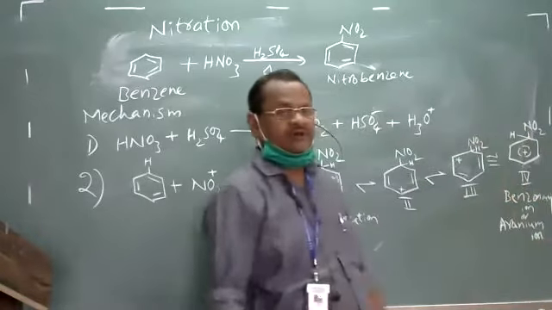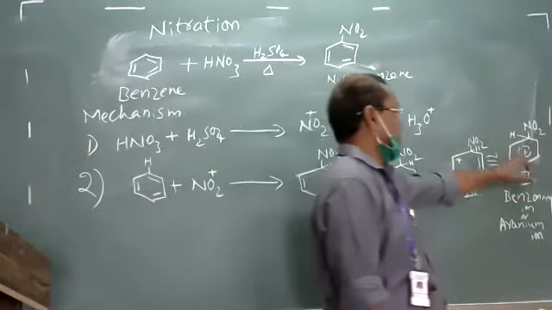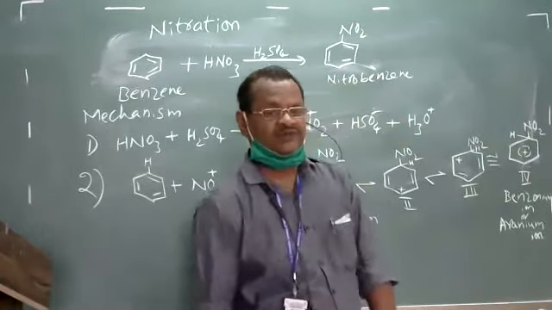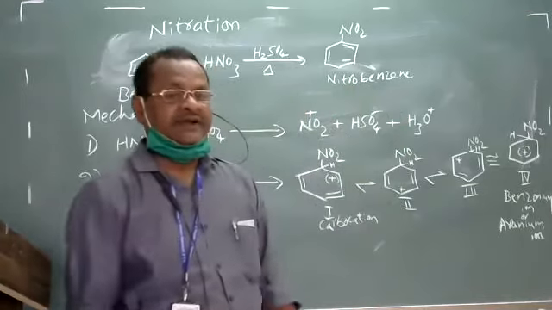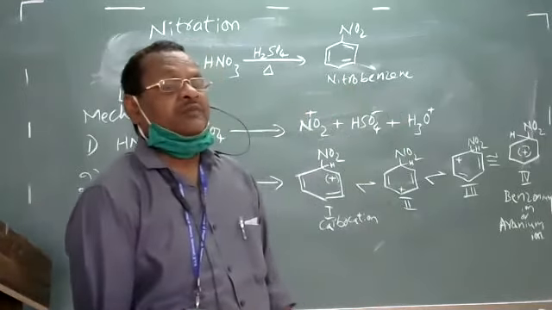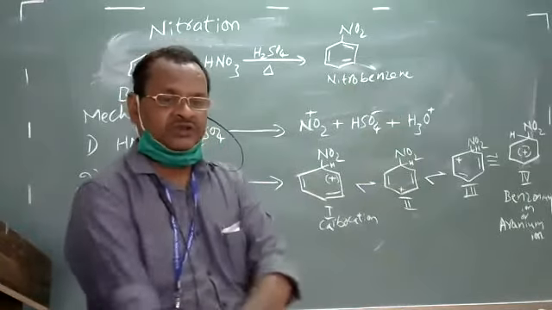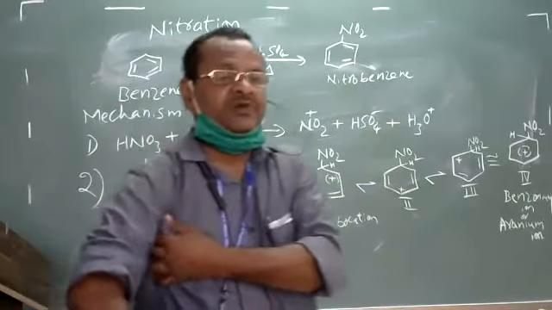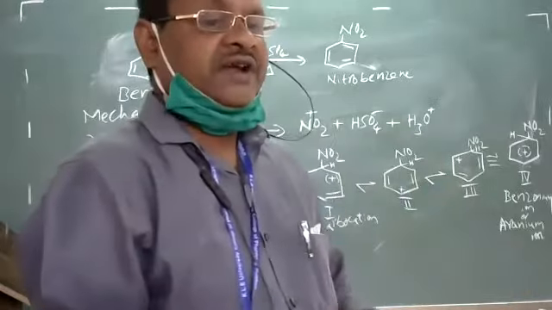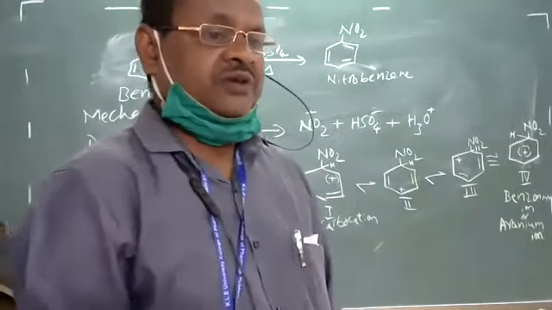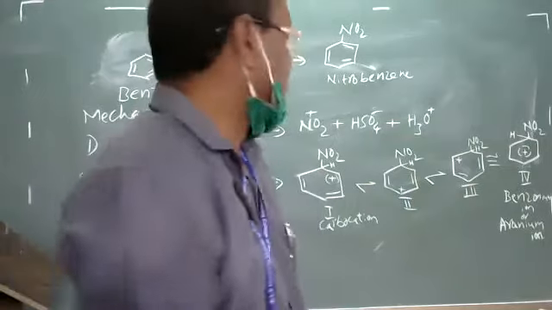Arenium ion, benzenonium ion. This structure, that is structure 4, the resonance hybrid, is called a benzenonium ion or an arenium ion, because what it indicates is the positive charge is distributed throughout the benzene molecule. It is purely because of the resonance effect, or delocalization of pi electrons. That's why it is called a benzenonium ion or arenium ion.